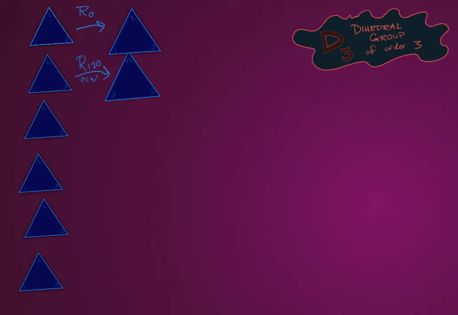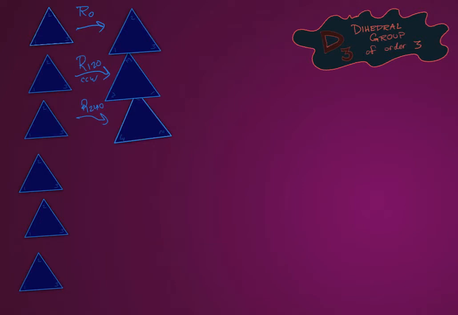We can have a rotation of 240 degrees, which is this thing. And so we'll call that R sub 240. If we did 360, we'd wind up back at R sub 0, because that's just like doing nothing. And then we have the reflections.